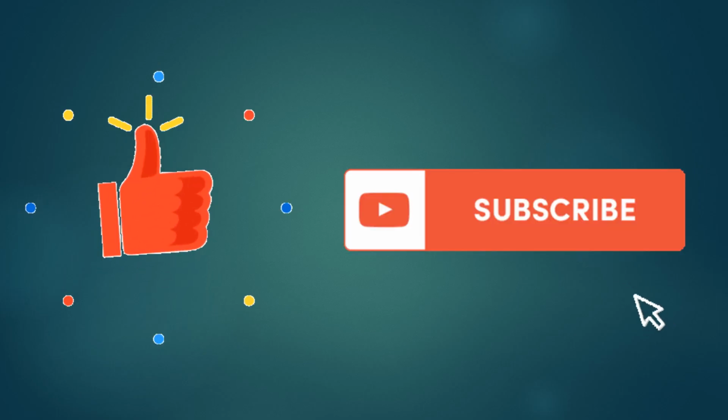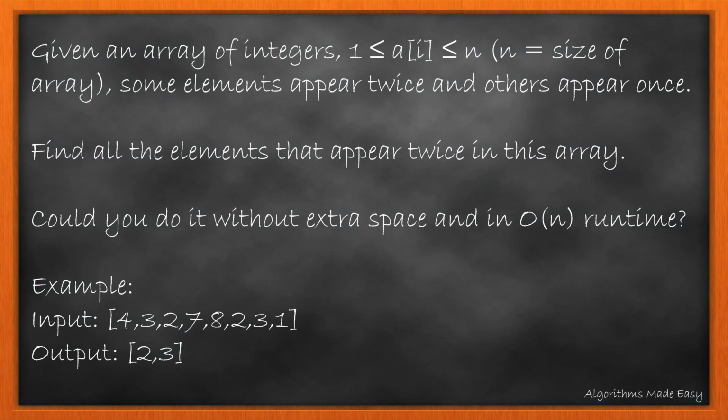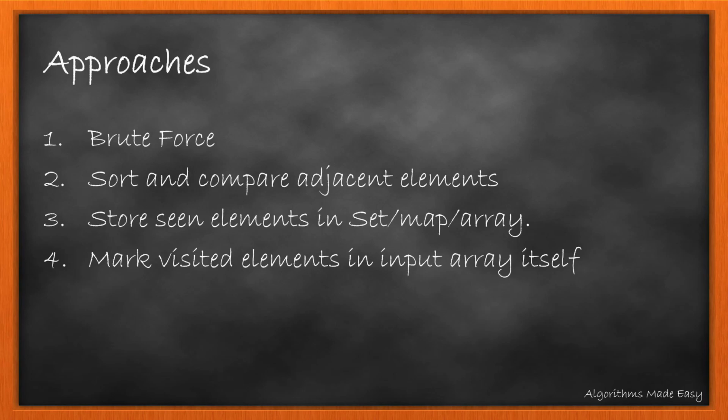Given an array of integers where n is the size of the array, some elements appear twice and others appear once. Find all the elements that appear twice in this array. Let's leave the follow-up question for now and we will come back to it later. In the example, we can see 2 and 3 are repeated, so the output contains these numbers. We will discuss 4 approaches starting with the basic one while optimizing the solution a level up in each method.